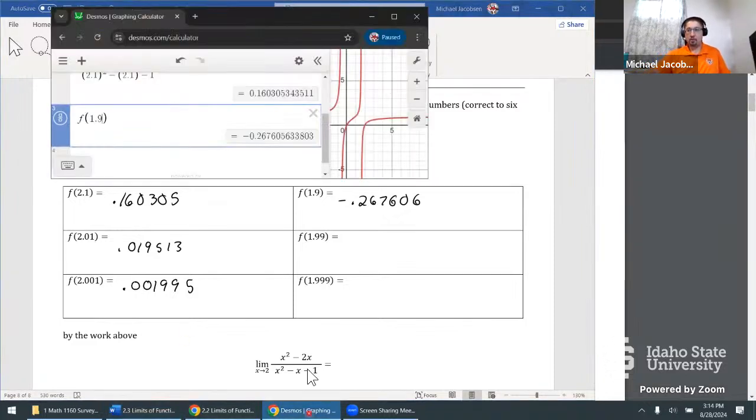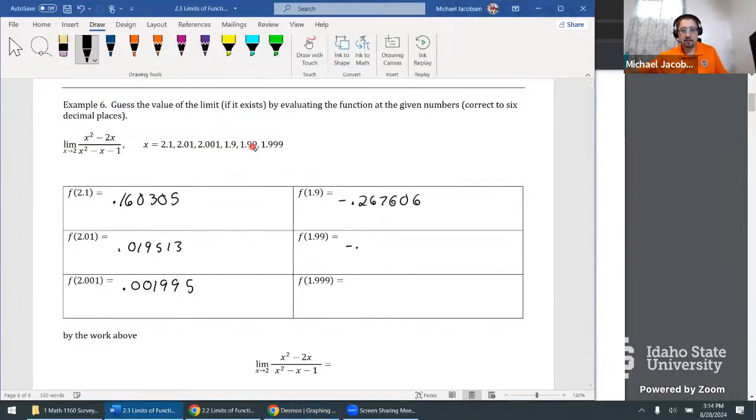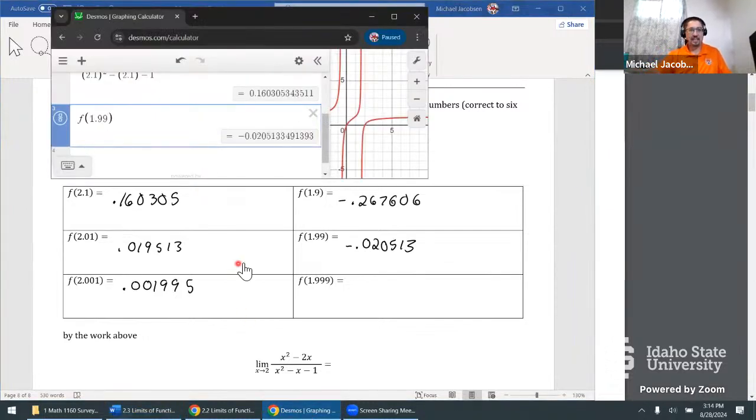Next evaluation is 1.99. So now we're getting closer and closer to 2 from the left-hand side. And, well, this was negative. This is still negative, but it is getting closer to 0. Negative 0.020513. 6 digits is a lot for me to memorize towards the end of class, but I think we're just about there. I think I asked for 6 digits in the homework too. That's why I made it tedious here as well.